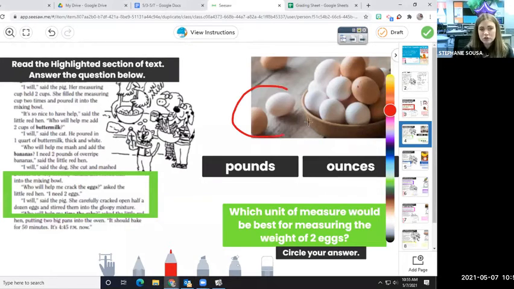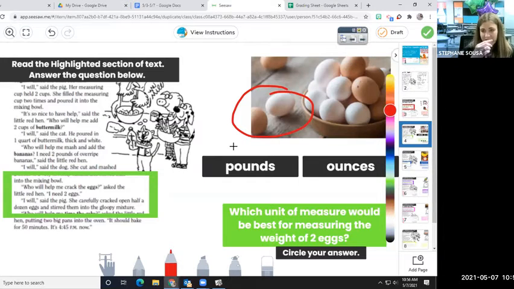Which unit of measure would be best for measuring the weight of these 2 eggs? Do you think 2 eggs is going to weigh closer to ounces like quarters would, or pounds like a loaf of bread? Just 2 eggs. I want you to raise your hand when you hear your answer, your physical hand, not your emoji hand. If you think it's better to measure 2 eggs in pounds, as heavy as a cell phone, raise your hand. Okay, in ounces.